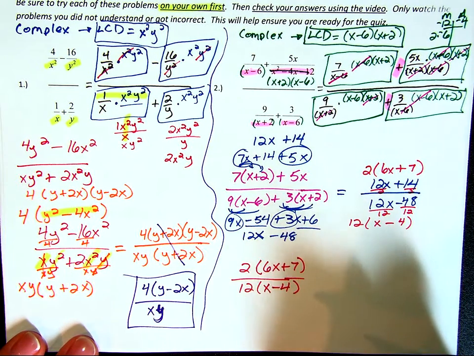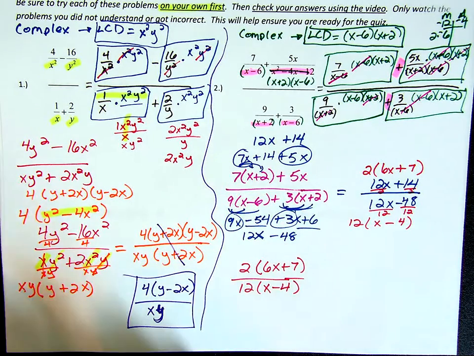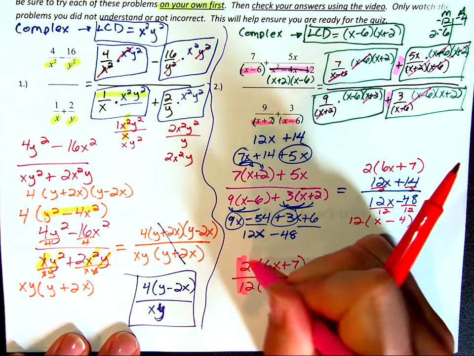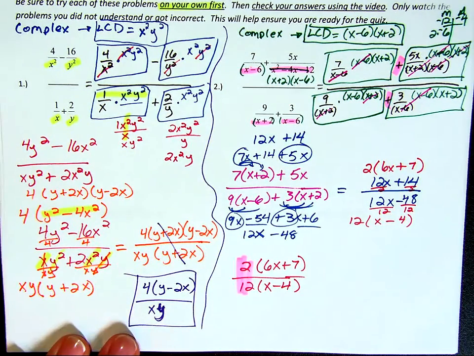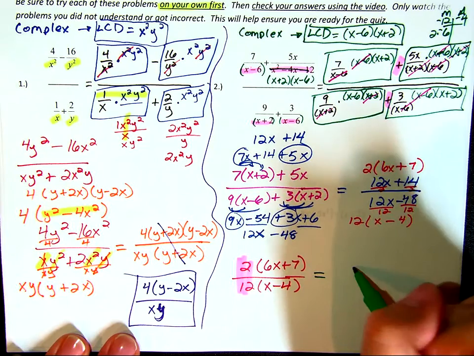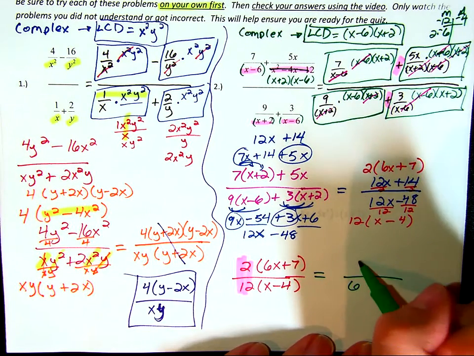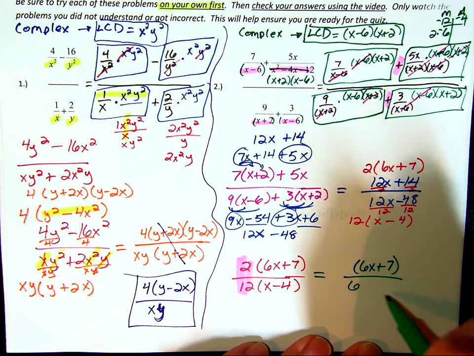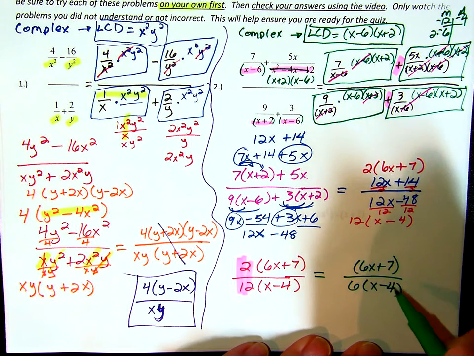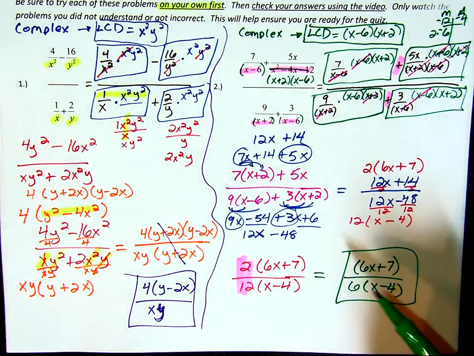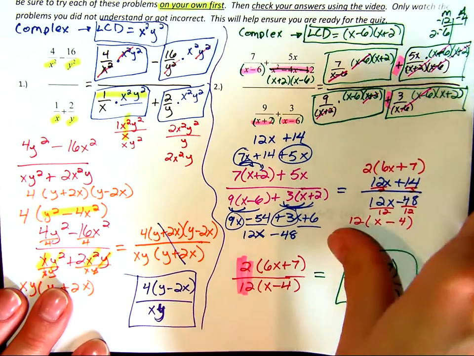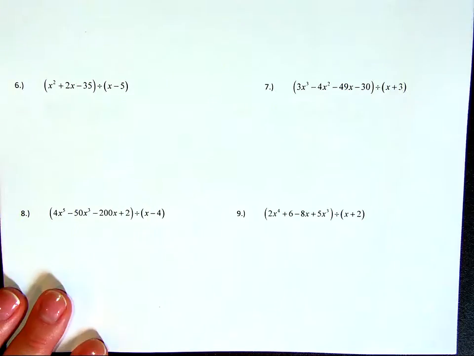Nothing cancels here, but don't forget that you still need to reduce any outside terms. So 2 over 12 reduces to 1 over 6. I'm not going to write the 1. So on top we have 6x plus 7. On the bottom we have 6x minus 4. And then that's your final answer. Because again, remember, you cannot cancel these out because one's in the parentheses and one is outside of the parentheses. All right. Moving on to the next page.